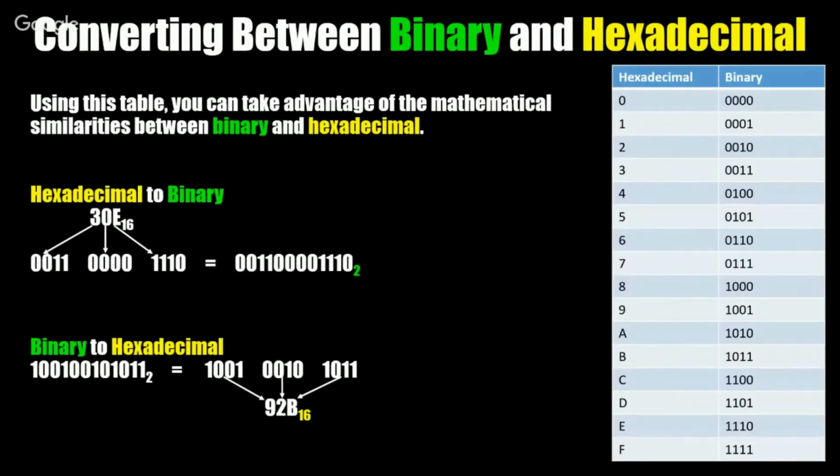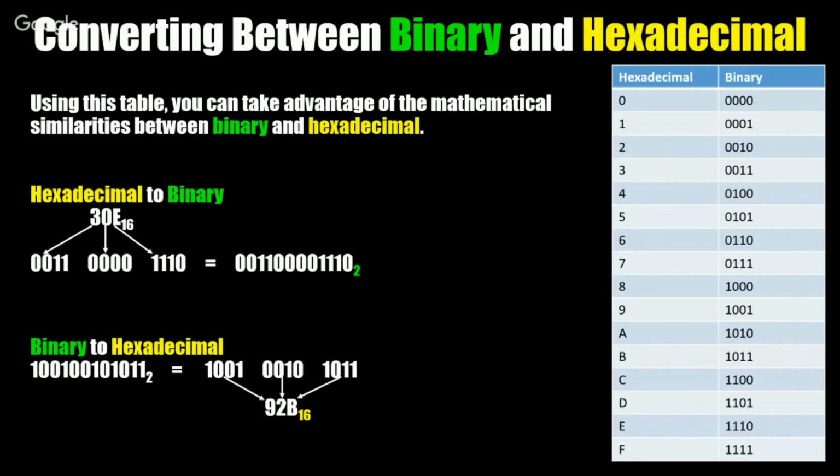Converting between binary and hexadecimal is considerably easier because we can take advantage of the mathematical similarities the two systems share. Just refer to the chart on the right and you'll be able to replace hexadecimal and binary numbers in a one-to-one fashion. Take a look at the two examples on the left.